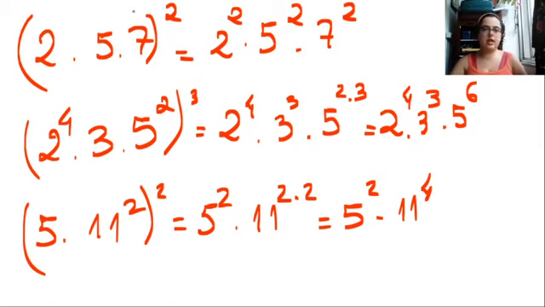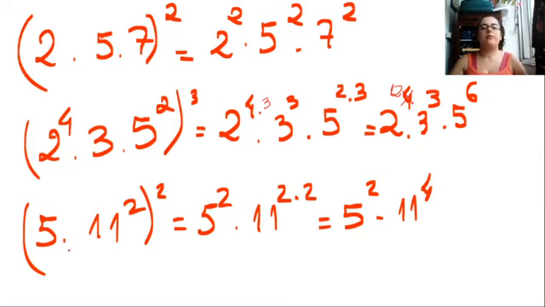Here, generalization again. 2 times 5 times 7 elevated to the second. This is 2 elevated to the second times 5 elevated to the second times 7 elevated to the second. Here 2 elevated to the fourth times 3 elevated to nothing, so it's 3 elevated to 1, times 5 elevated to the second, elevated to the third. So it's 2 elevated to the 4 times 3 elevated to the third, times 5 elevated to the 2 times 3. So here it's going to be 12, okay? 2 elevated to the 12, 3 elevated to the third, and 5 elevated to the sixth.